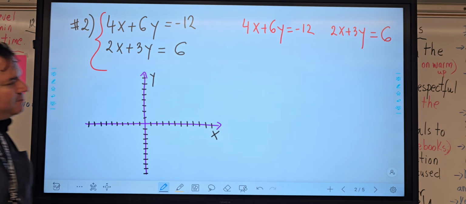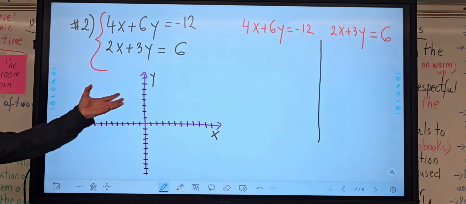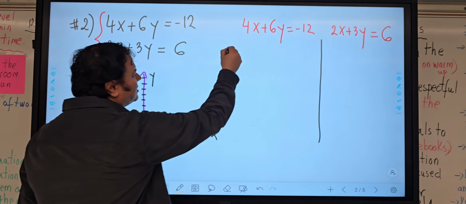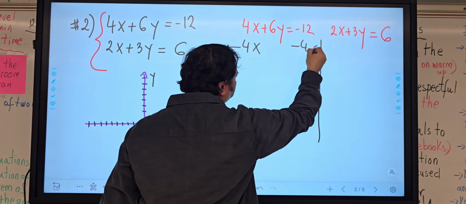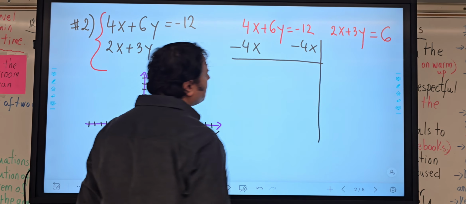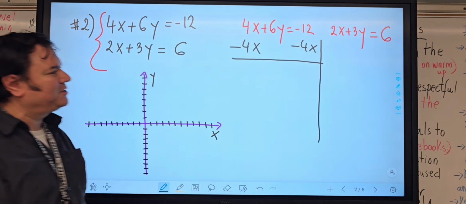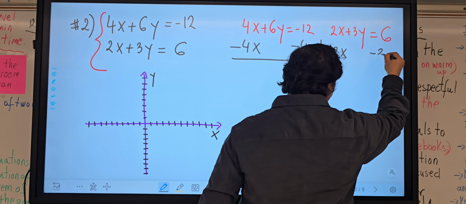And let's solve it. Okay, let's solve both of these equations. In the first equation, we have to subtract 4x on both sides. So let's subtract 4x first on both sides. And in the second equation, we have to subtract 2x on both sides. So let's subtract 2x on both sides.